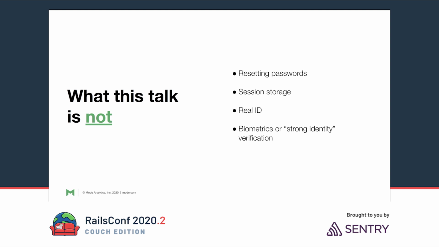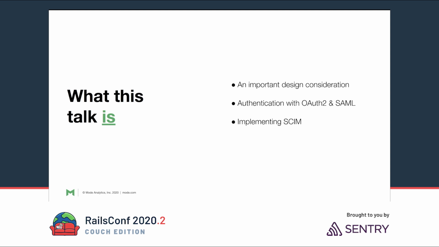This talk is also not about Real ID verification, biometrics, or other new forms of strong identity verification for government or health processes. It is about several topics you'll want to consider if you're building a product or service for larger businesses. This talk is about some of the lessons we've learned in handling identity concerns in Rails apps, and particularly through debugging SAML and developing a SCIM integration. We'll start with a big picture design consideration, and then we'll look at a couple areas more closely, handling enterprise authentication in Rails and implementing SCIM.